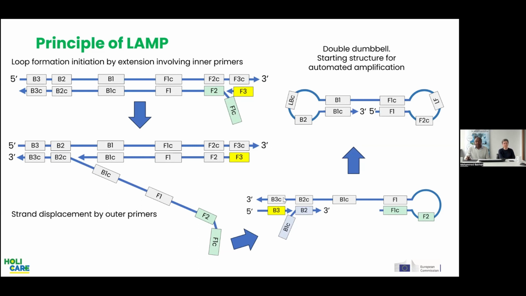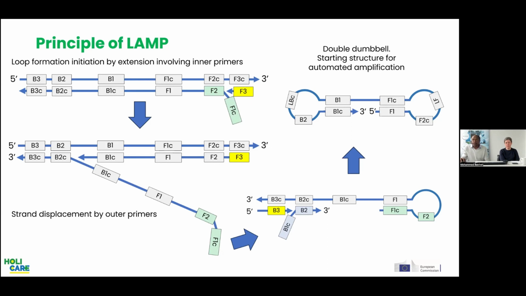The same thing is also happening from the other side, driven by the backward primers. Again, the BIP primer in this case initiates a reaction, followed by a B3 primer, an outer primer, which nicks out the previous strand. And this nicked out strand now has this particular shape, which we call a double dumbbell structure. As soon as we have this structure, it's actually the starting structure for the automated amplification. If we look closely at this structure, we find annealing places for many primers.